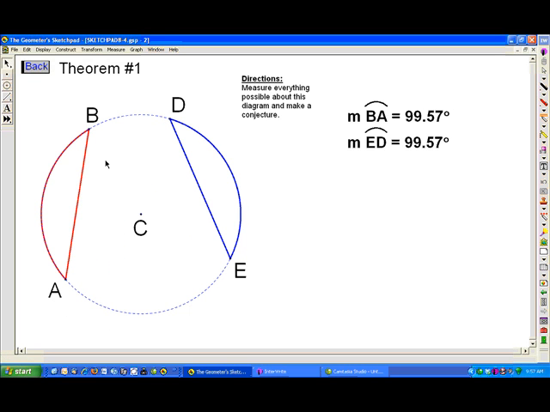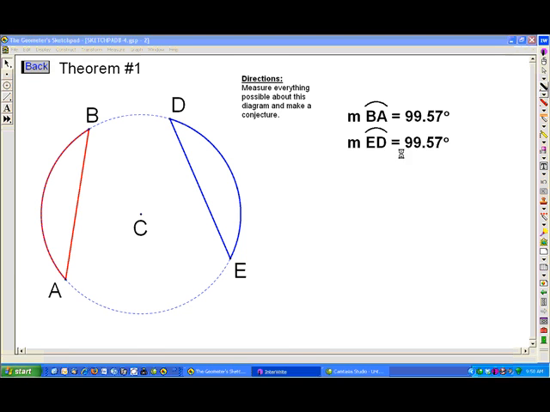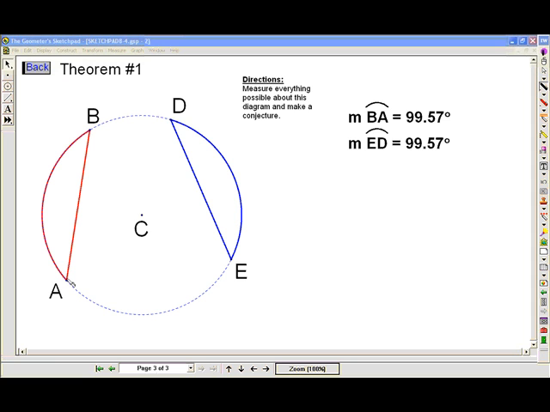Better question would be why? Why is it if the chords are congruent, then the arcs that go with them, or the arcs behind them, are congruent? One way to do this is to prove through congruent triangles. Congruent triangles prove a lot of different things. So what I'm going to do is create very roughly a triangle that utilizes the center with this chord here, and a triangle that utilizes the center with this chord over here.